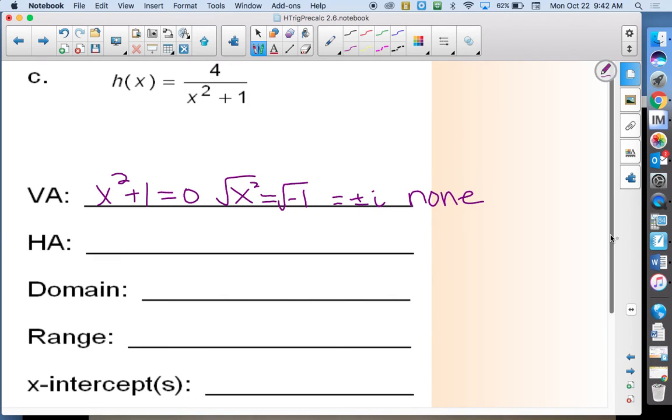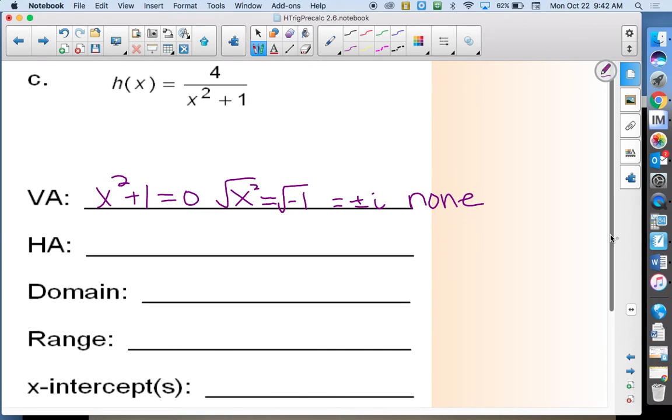How about the horizontal asymptote? Which rule goes along with the horizontal asymptote? How about the power of the numerator? It's smaller. So the power on the top is smaller than the power on the bottom. So that means the horizontal one is at y equals 0, right? So horizontal asymptote, y equals 0.